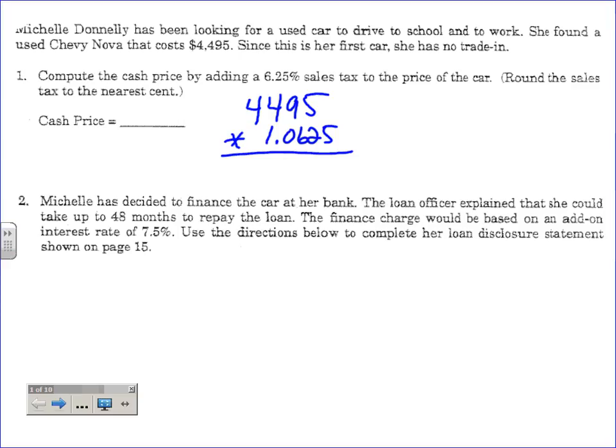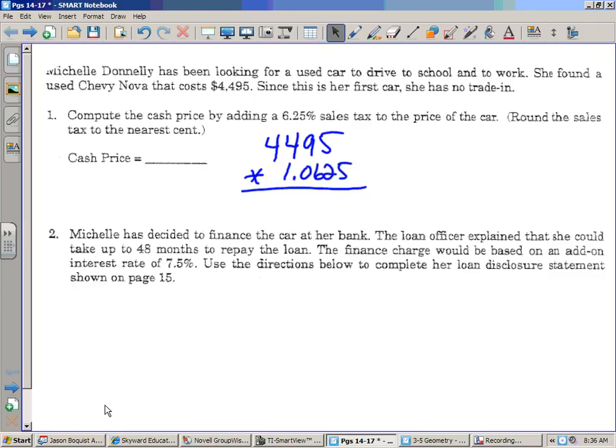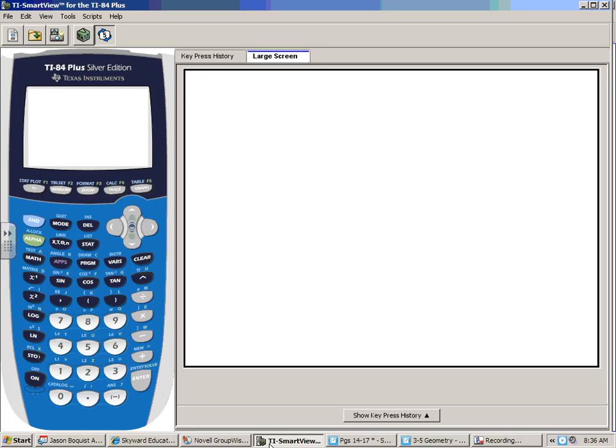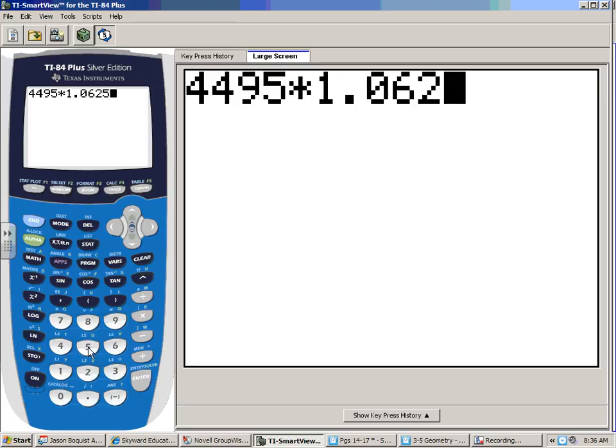And so please realize that depending on how you do that, it might change your answer a little bit, but it's not going to be huge. You're still going to have the general idea of what's going on. So you go ahead and you do that. Where's my calculator? There it is. And so what? 4495 times 1.0625. Hope that didn't go too fast. Hopefully it kind of kept up.